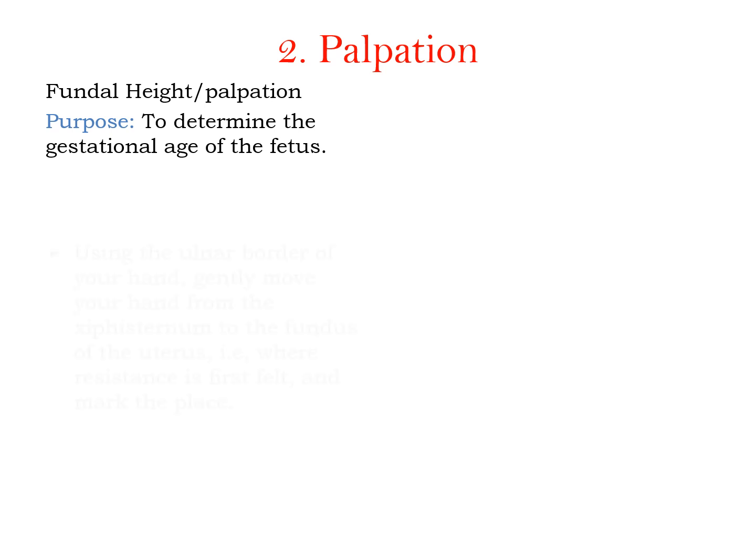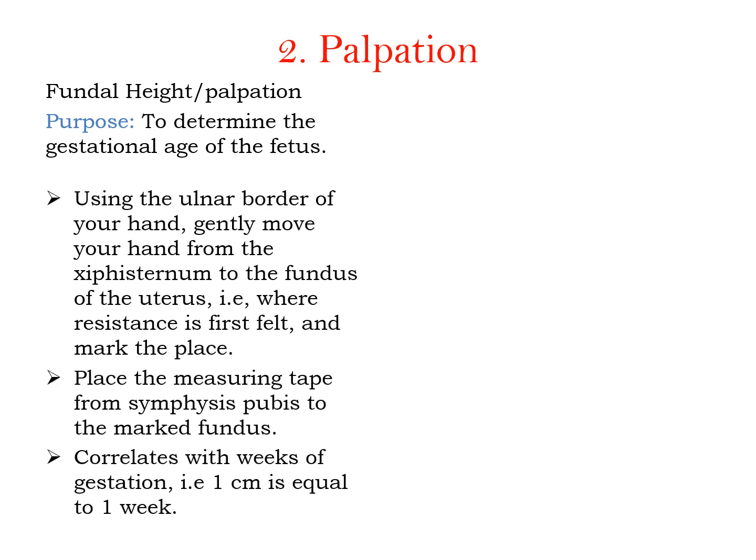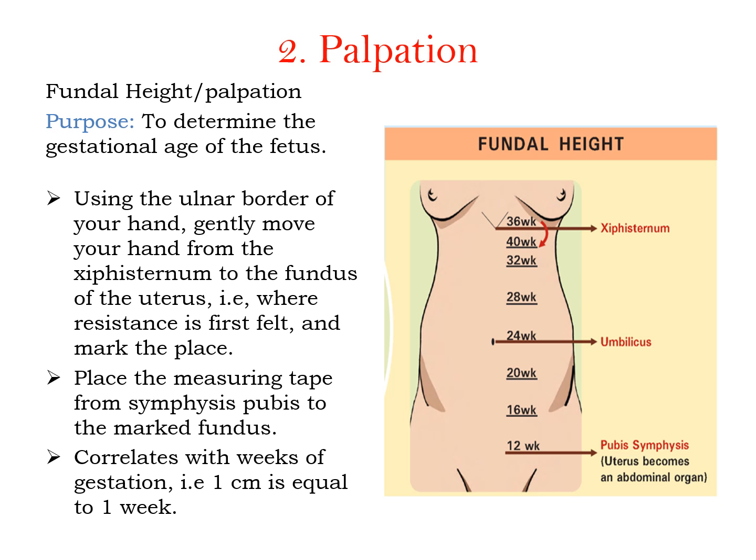Moving on to palpation. So in palpation, there are three types of palpation. One is the fundal palpation, and then lateral palpation, and then pelvic palpation. So now we'll learn about fundal palpation or fundal height. The purpose is to determine the gestational age of the fetus. So first, using the ulnar border of your hand, gently move your hands from the xiphisternum to the fundus of the uterus, which means wherever you first feel the resistance. Okay, and then mark the place where you felt the resistance.